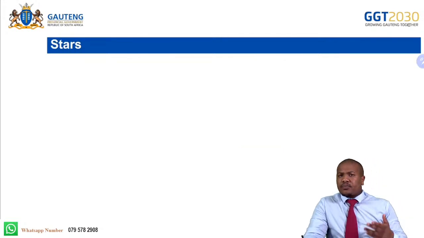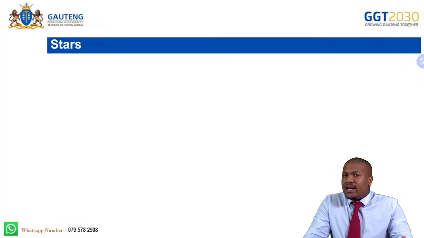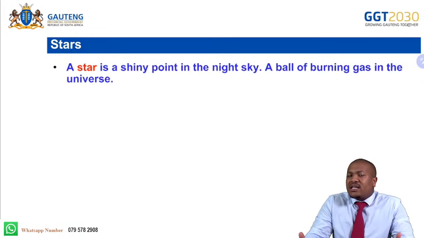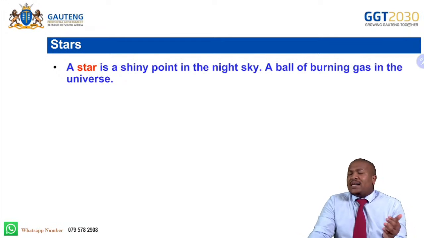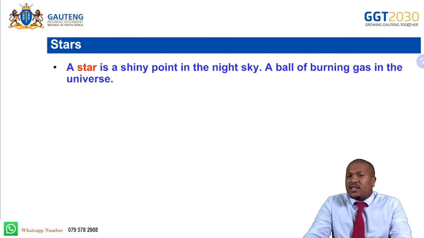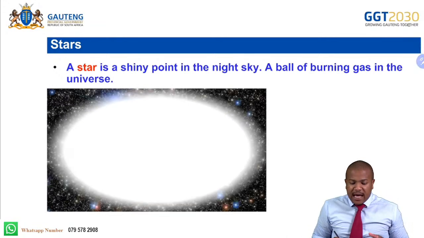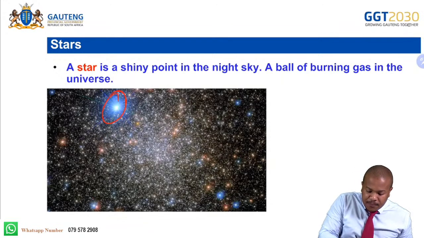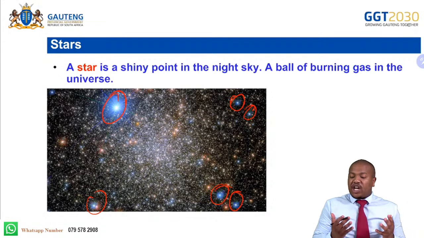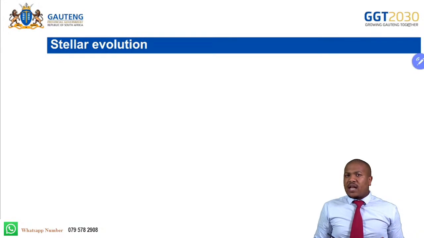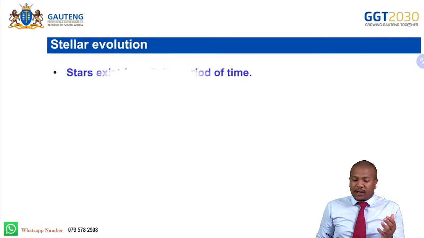Before we continue further with our lesson, let me just remind you how the star is born before it lives and dies. We said that a star is a shiny point in the night sky or a ball of burning gas in the universe, and stars look like this. As we see in our picture, we have examples of this shiny point in the night sky, which we call stars.